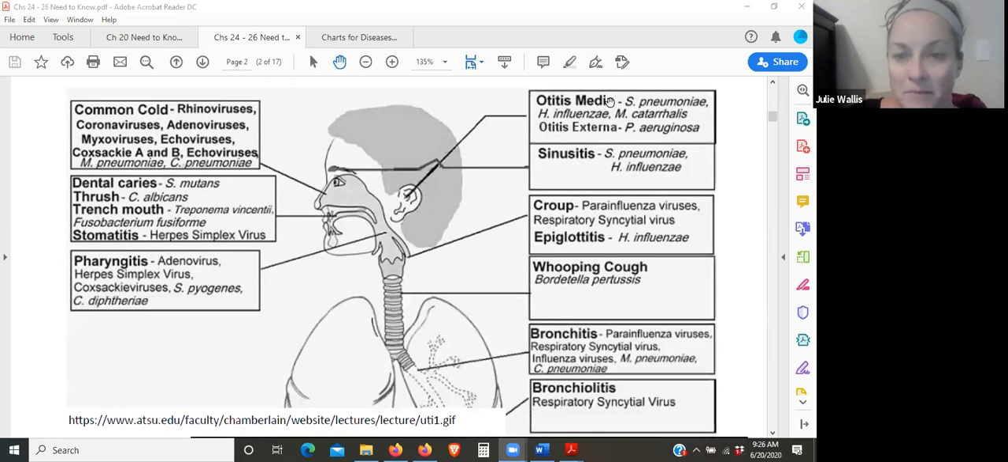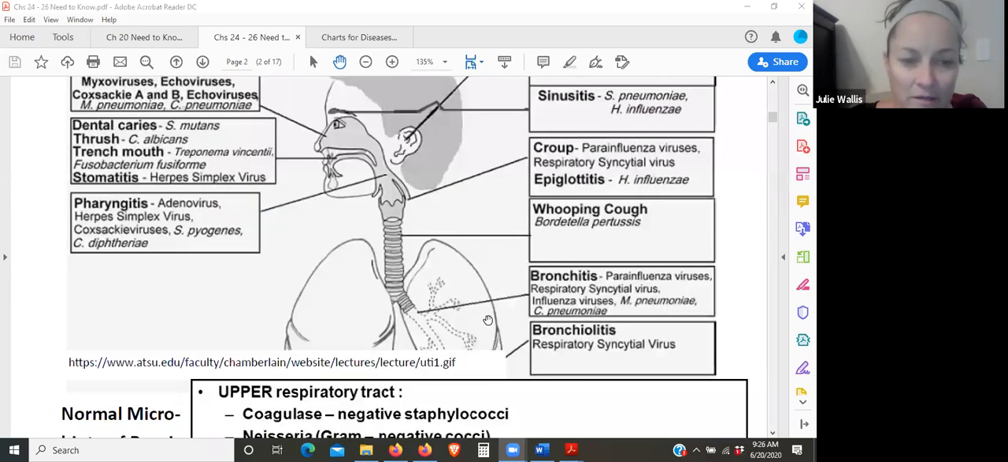There's no need to memorize all of these that are on this chart just because they are on the diseases chart, if they are organisms. But it doesn't hurt to review through it and make sure that you know what it's talking about.